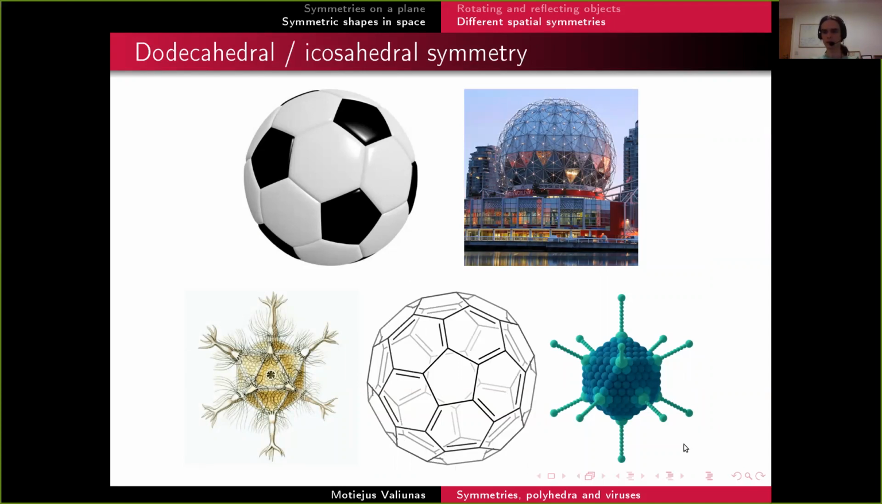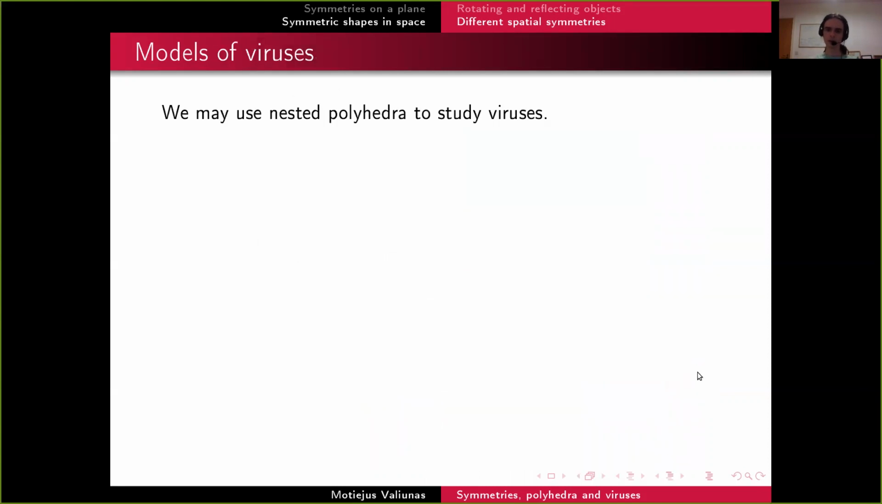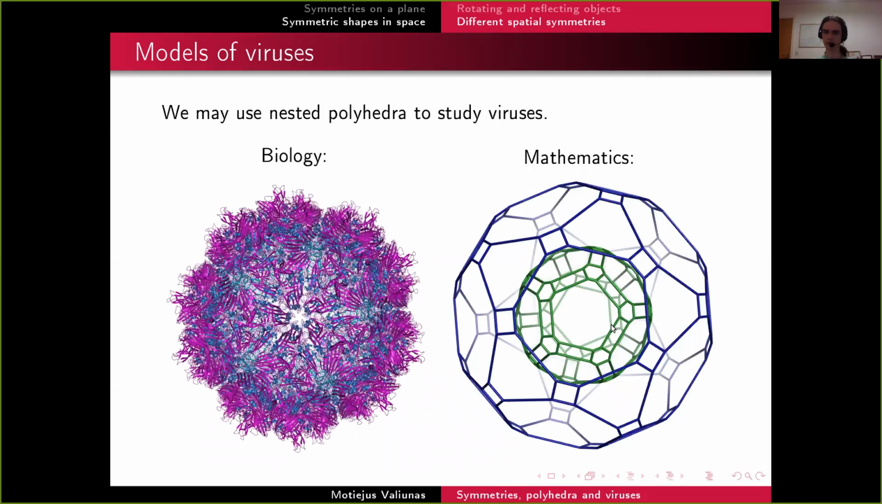On the other hand, on the bottom right, we can see a virus. And this is what I wanted to tell you more about, how we can study viruses in terms of symmetries, how we can describe viruses mathematically using the icosahedral symmetry that we have. Okay, so what we do is we use nested polyhedra. We can use a method to produce polyhedra which are one inside each other, like this. So here we can see the blue polyhedron is surrounding the green one. And there is a way to relate them using mathematics.